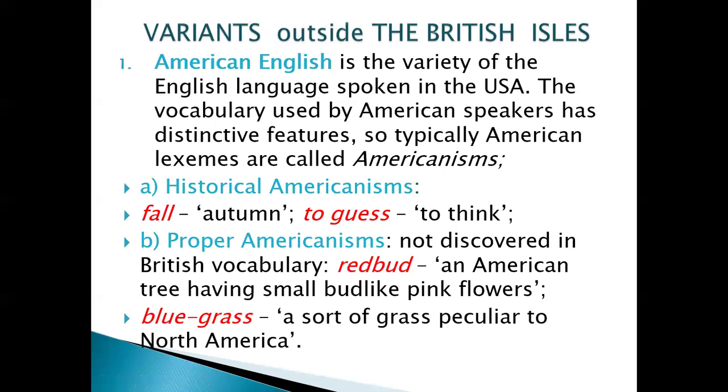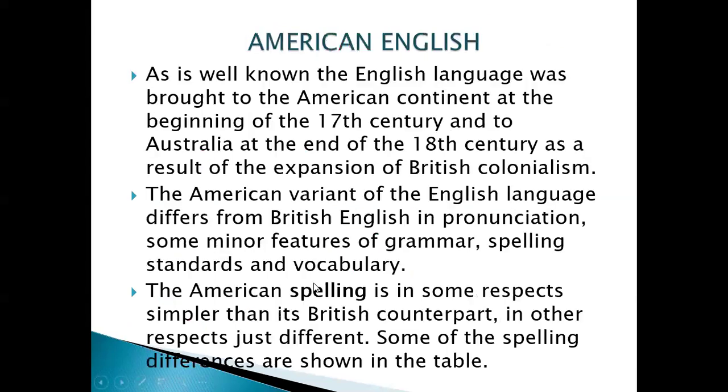Variants outside the British Isles. American English is the variety of the English language spoken in the USA. The vocabulary used by American speakers has distinctive features. Typically American lexemes are called Americanisms. Historical Americanisms: fall, autumn; to guess, to think. Proper Americanisms, not discovered in British vocabulary, for example, redbud, an American tree having small but bright pink flowers; bluegrass, a sort of grass peculiar to North America.